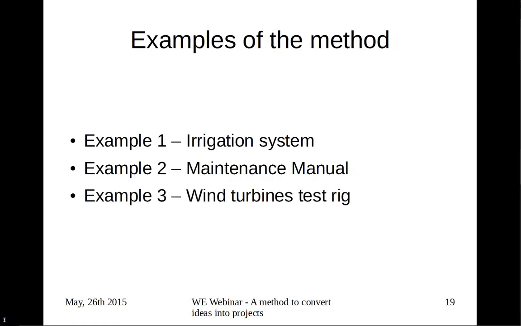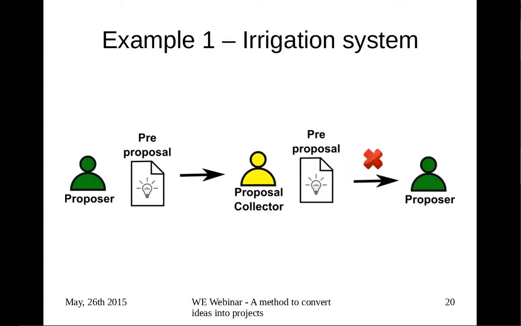So this is quite long and looks very complicated. So I'm going to give you three examples, trying to show you how this is not necessarily that complicated. Example number one: say an irrigation system.